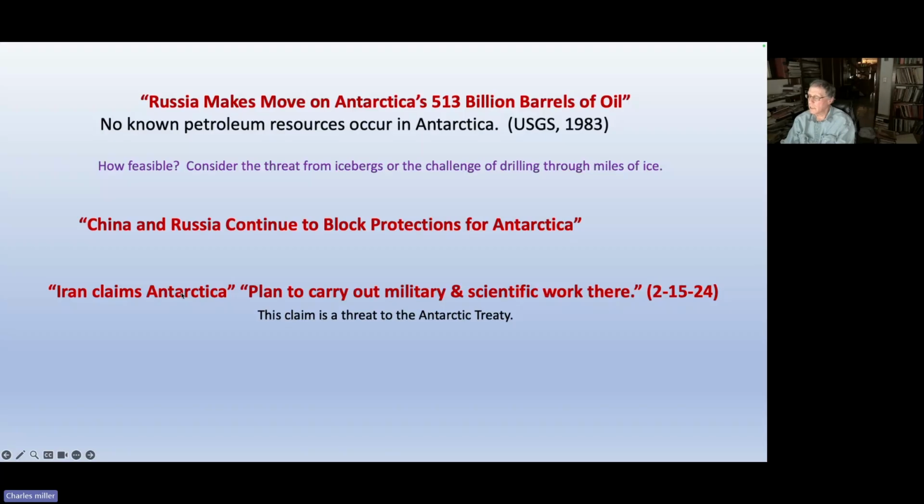Iran claims Antarctica and plans to carry out military and scientific work there. So those are some of the challenges.